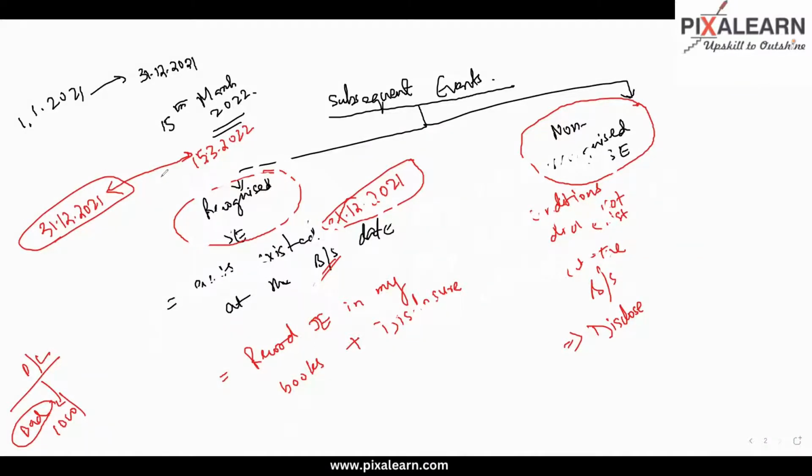Let me finish. A subsequent event means the events that will arise after the balance sheet date and before the financial statement issue date. The question is, how are you going to treat these events? Are you going to ignore them? Are you going to just give a note disclosure? Or are you going to make the changes in the balance sheet and the P&L?